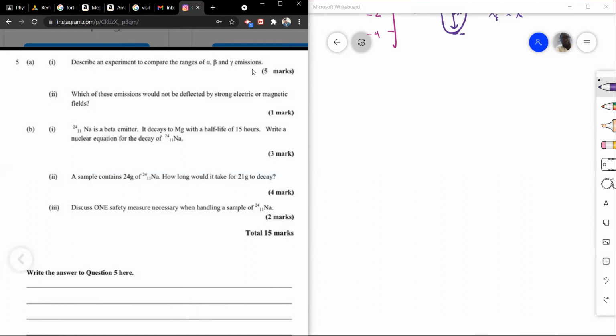Describe an experiment to compare the ranges of alpha, beta, and gamma emissions. Sir, cloud chamber test. Cloud chamber test, okay. What else could you use for this one to compare ranges? The foil, something. No, not the foil one. Something with that GM tube.